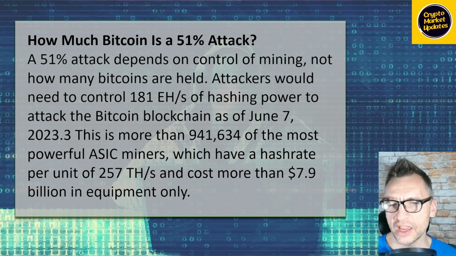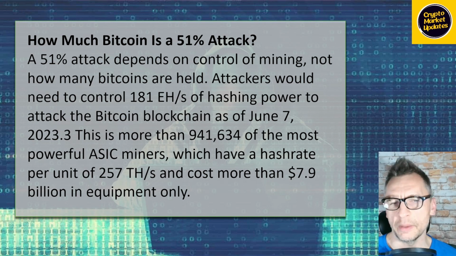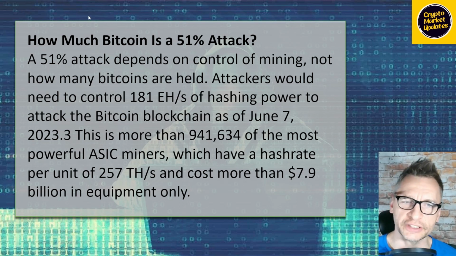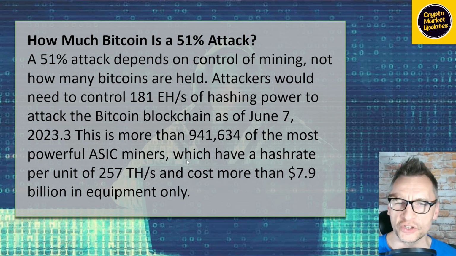Most miners are able to pull up megahashes and possibly a gigahash, but exahashes go in the millions of tiny little hashes. This is more than 941,634 of the most powerful ASIC miners, which have a hash rate per unit of 257 terahash per second and cost more than 7.9 billion in equipment only. This is equipment only.